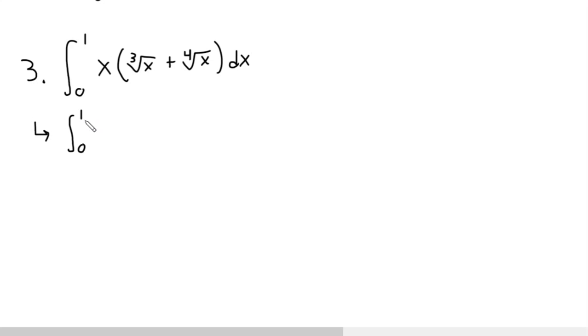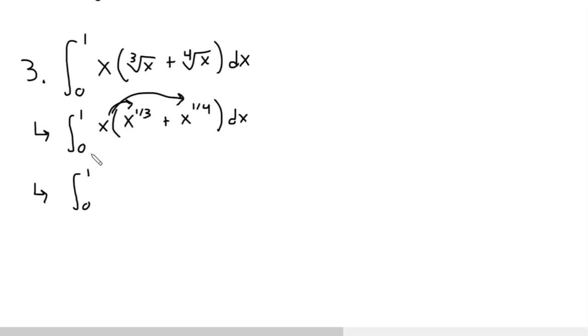Okay, so it's running from 0 to 1. And what I want to do is whenever you see roots, square roots, cube roots, fourth roots, always write them as powers. So x times the cube root of x, that's the same thing as x to the 1/3. Fourth root of x, that's the same thing as x to the 1/4. Okay, and now I just want to distribute this x in. I'm going to distribute it over here and over here. So by the properties of exponents, you add the exponents together. There's an invisible 1 on this x, so that becomes x to the 1 plus 1/3, 4/3, and 1 plus 1/4, 5/4.